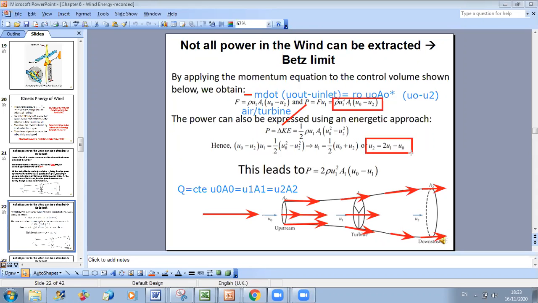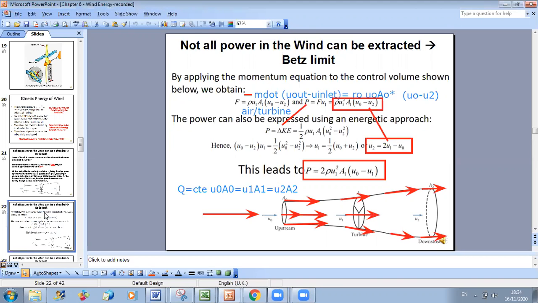And now, if you replace u2 by its expression back in this expression, you can get the power extracted as a function of u0 and u1, which is the upstream velocity and the velocity going through the turbine. Now, all I did here is just for you to understand the final step, okay?